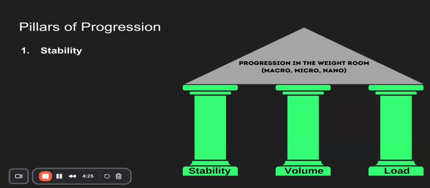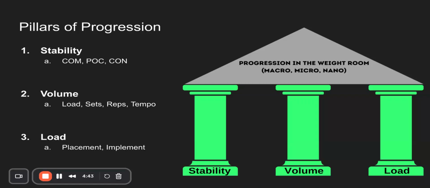When we think about stability, we're going to break it up into three main categories. We have center of mass, points of contact, and constraints. We're going to look at volume: sets, reps, including tempo, so time in that exercise as well. And then we're going to look at load: placement and implement.